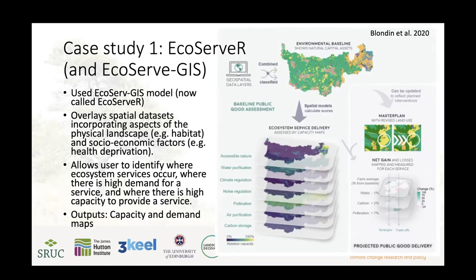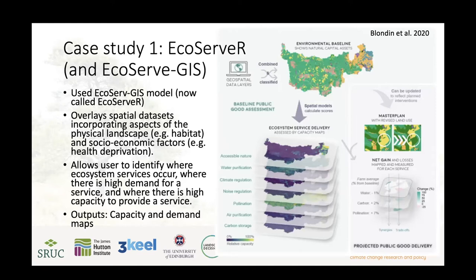So it's quite a useful, relatively simple tool, which is now being developed on another open access system, EcoServe R, which, as I mentioned, I think is one of the options that NatureScot are looking at as a basis for their approach. It doesn't give an absolute value of natural capital in terms of either monetary values or in terms of which services are better than others, but it does give you a relative value compared to a baseline. So useful to look at that in more detail, and we can talk about it more if you want to move on.